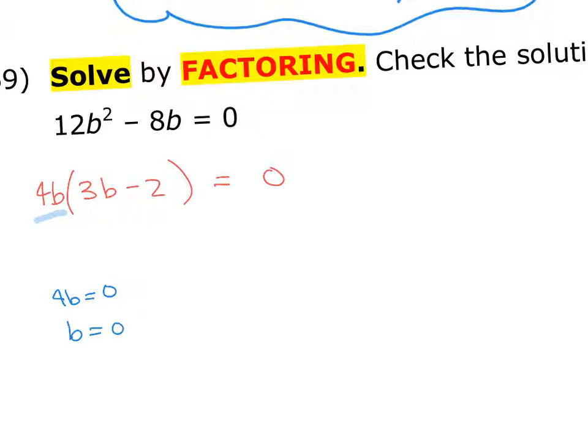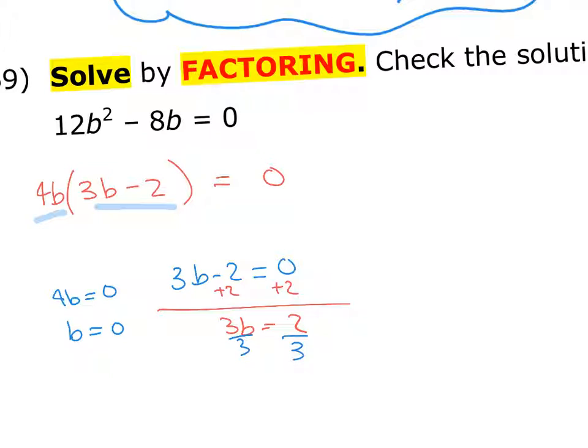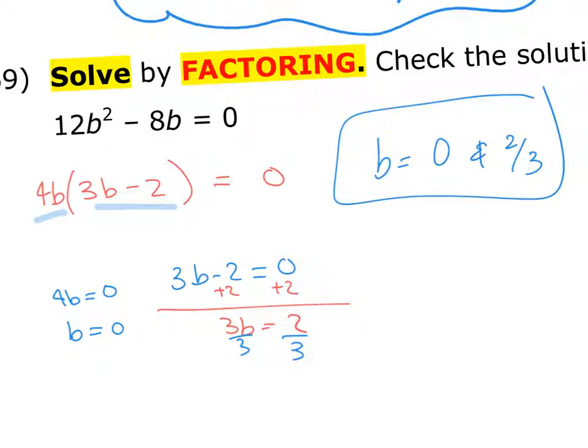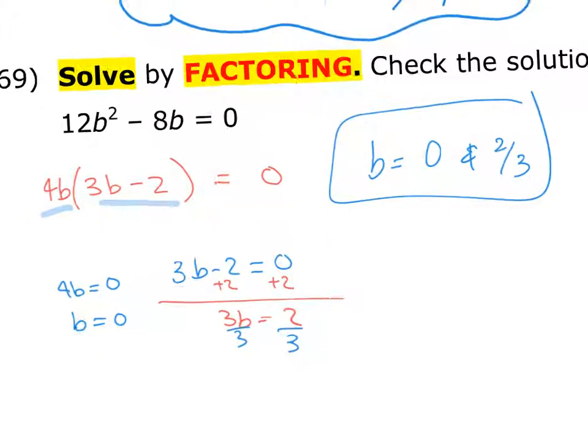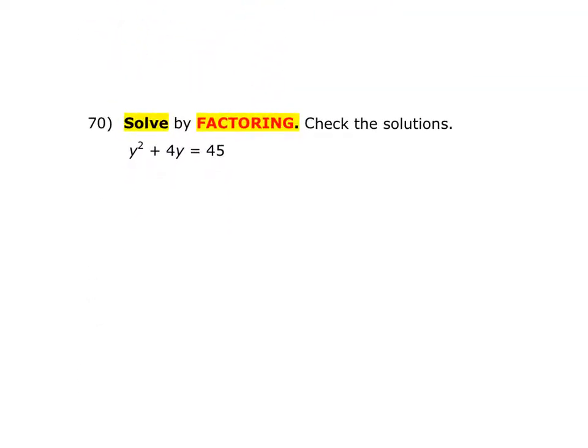And then the other one is 3b minus 2 equals 0. And when I do that, I add 2 to both sides, and I get 3b is equal to 2, divide by 3, and you get b is equal to 2/3. So I get that b must equal 0 and 2/3. This would mean that if I was going to draw a graph, my parabola would cross the x-axis at 0 and at 2/3.